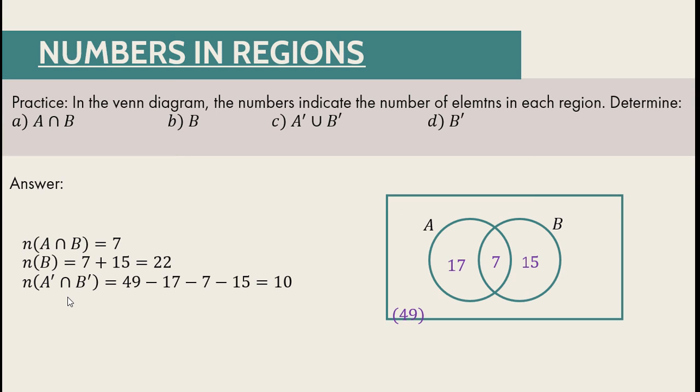The number of A prime intersects with B prime. That should be 49 minus 17 minus 7 minus 11 minus 15. That should be 10. And the number of B prime is 49 minus 7 plus 15, because 7 plus 15 is the number of B, and we take the total 49 minus B to have 27 elements in B prime.